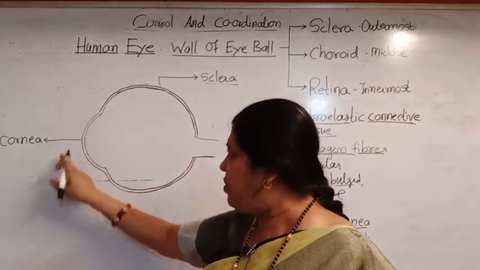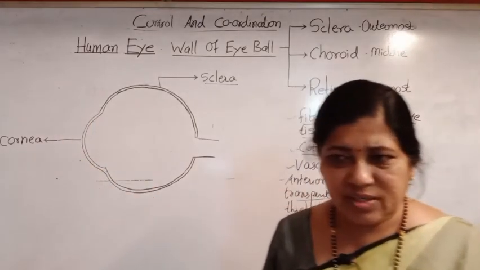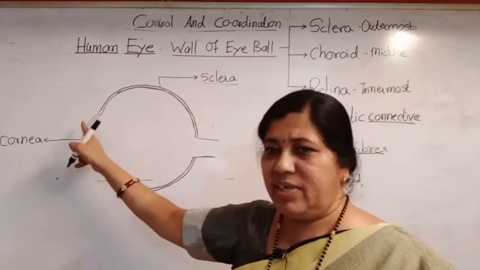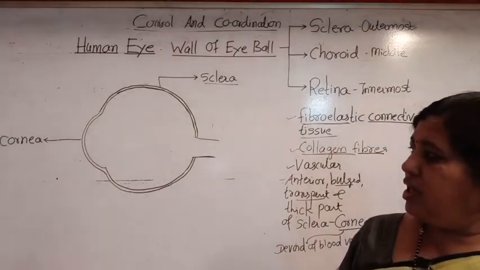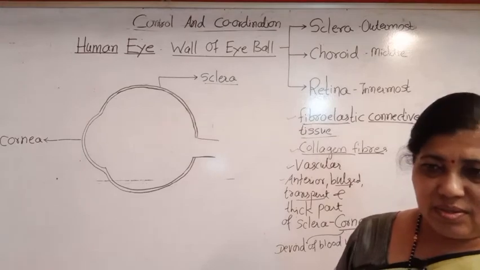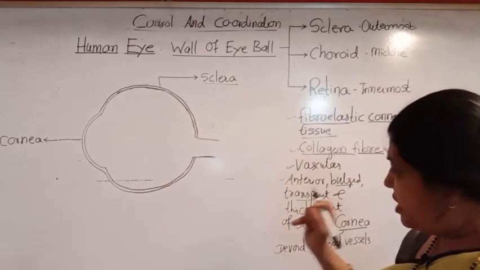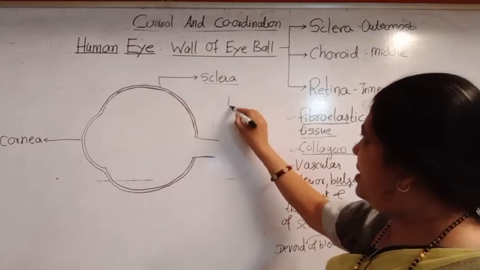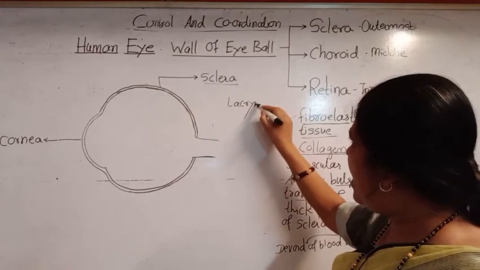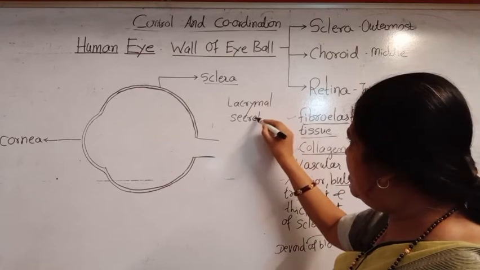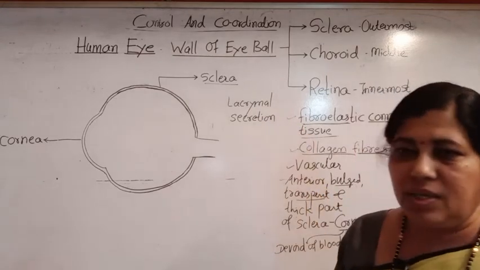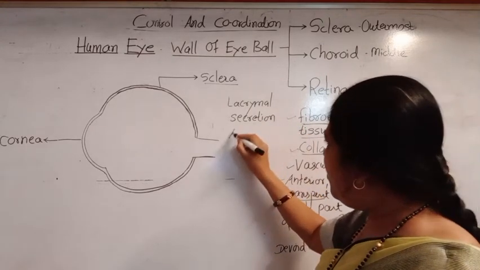So how does this cornea get nutrition? Because it is devoid of blood vessels. Here blood vessels are absent in the cornea. So how is it nourished? The cornea gets nourished by lacrimal secretion and aqueous humor.